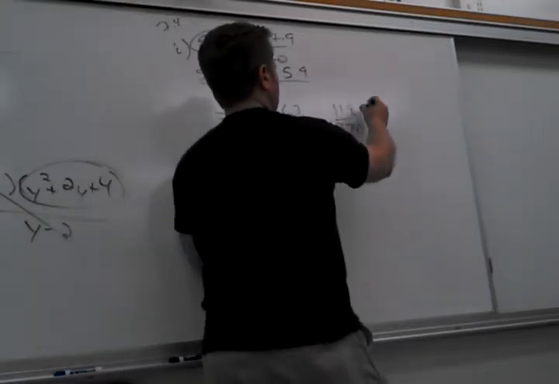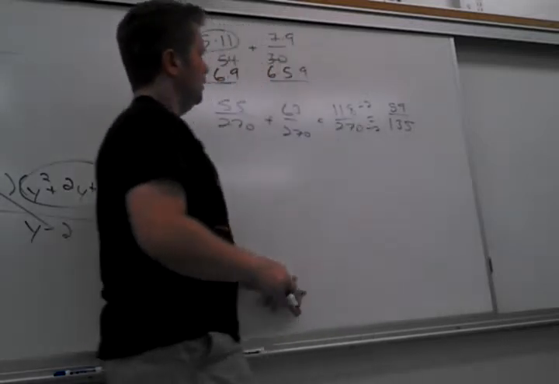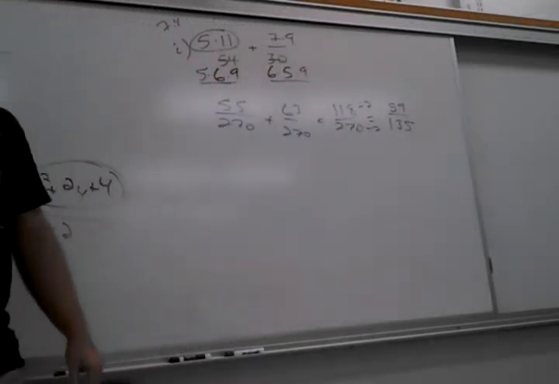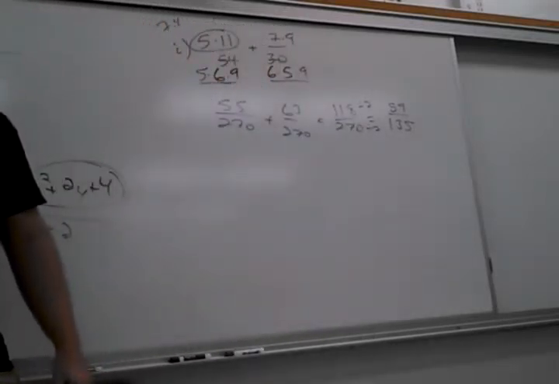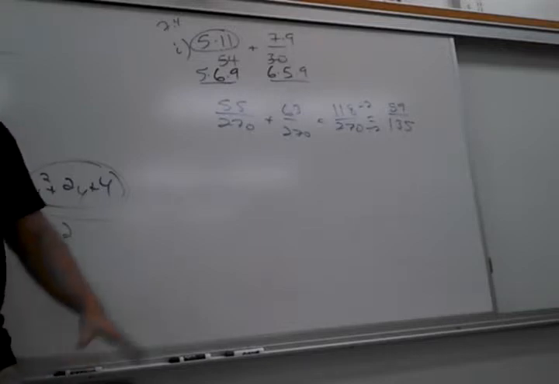So divide by 2, what do you get? 59 over 135. Good. And that looks pretty good. Not too much goes into 59. I don't think anything goes into 59. All right, how are we doing so far?